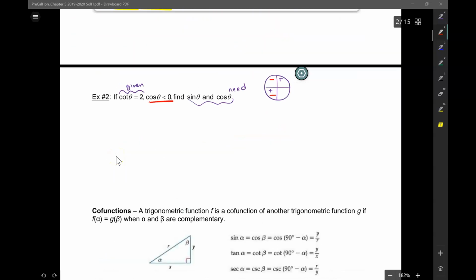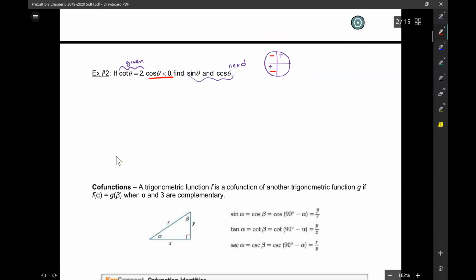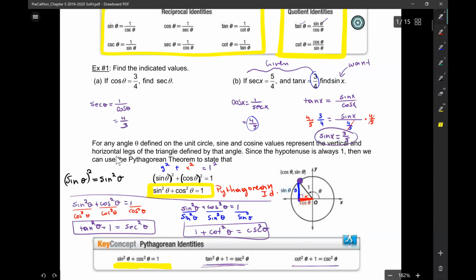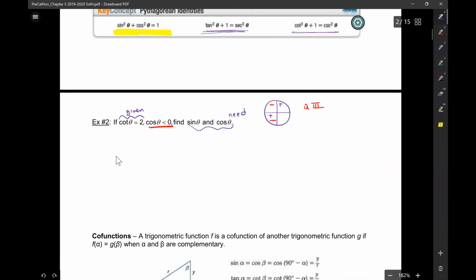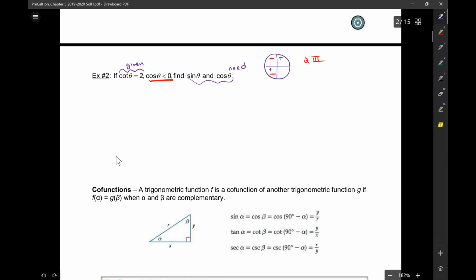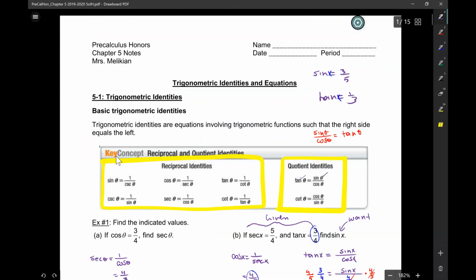Right, so now we've determined that my angle lies in quadrant 3, okay? And I'm gonna keep going from there. All right, so I'm given cotangent. I need sine and cosine. So I go to my list of identities.